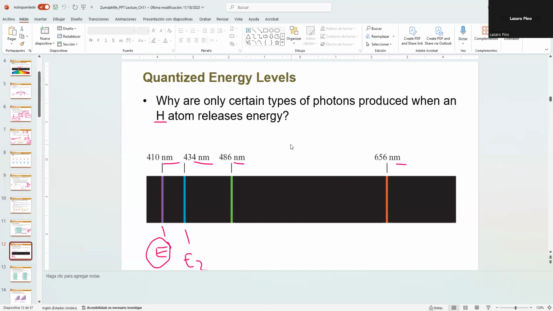If we go to the spectrum, the emission spectrum of hydrogen, we can observe these lines that are here. If we know the wavelength of these lines, we can calculate the energy of the different jumps of the electron in the hydrogen atom to excited levels.